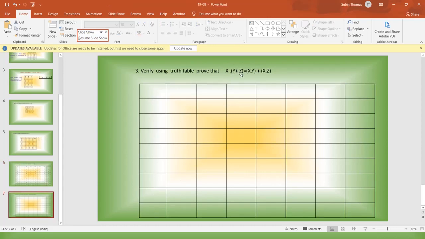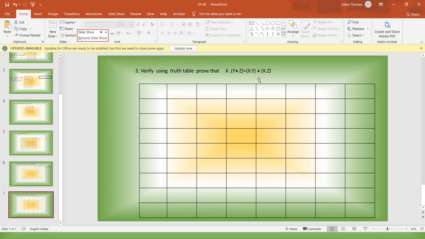X and y plus z equal to xy plus xz. See that? First you have to calculate y plus z. Y plus z is inside the bracket, so that will be done first. And next you have to perform the AND operation with x and y plus z. Then calculate the right side. Do the bracket first. After that the next operation you can do. And check whether these two columns are equal or not. So this is the way you can create a truth table.